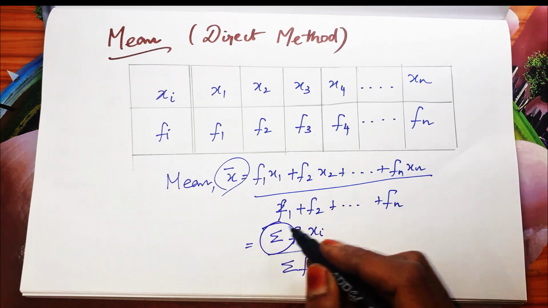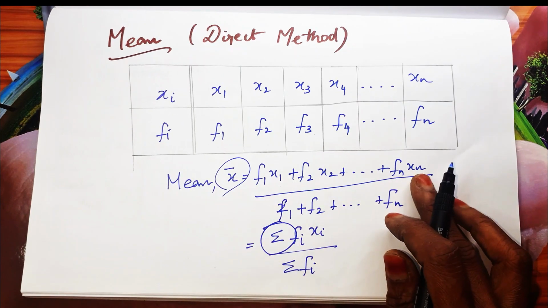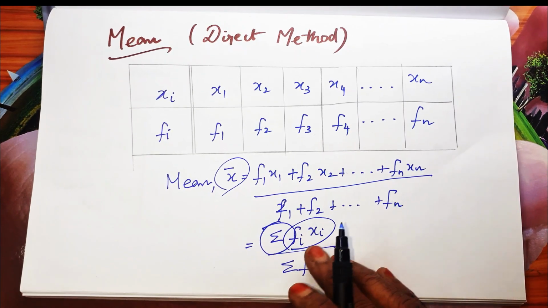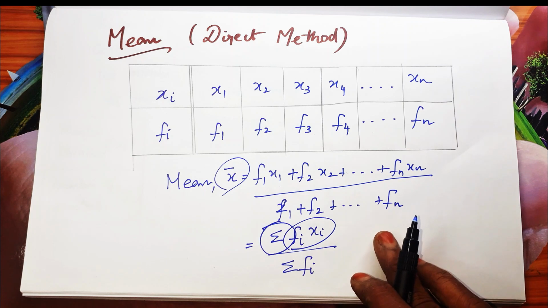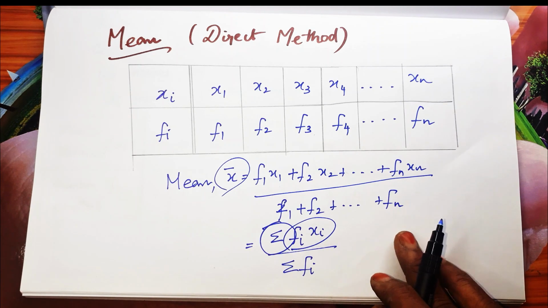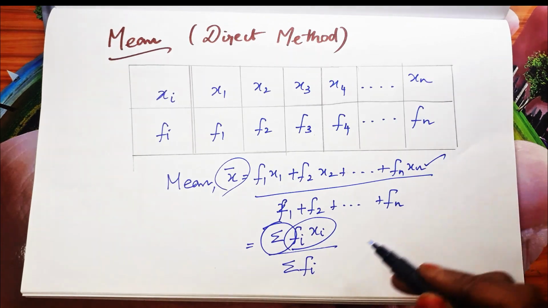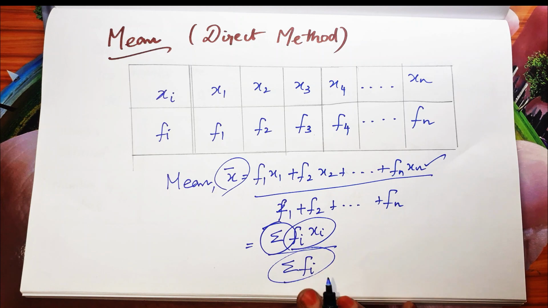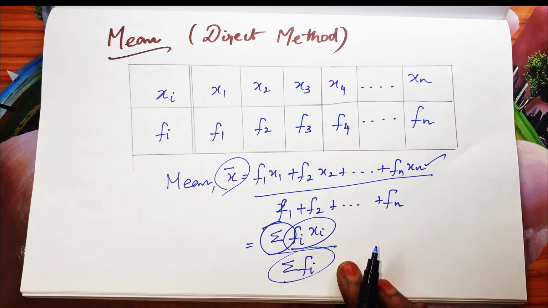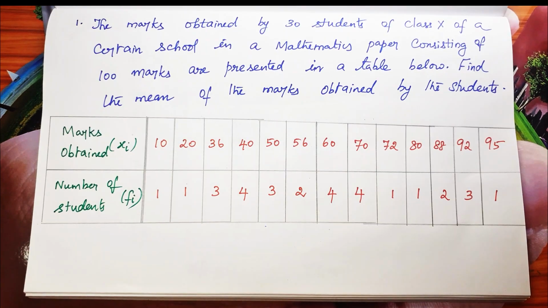What do you mean by summation? Summation means summing the values. Summing fi xi means when i is equal to 1, f1 x1 plus i equal to 2, f2 x2 plus etc. The last value i equal to n, fn xn. That is our numerator. Summation fi means i takes values 1, 2, 3, etc. up to n, so f1 plus f2 plus etc. up to fn. So the formula for the arithmetic mean x bar is equal to summation fi xi by summation fi.